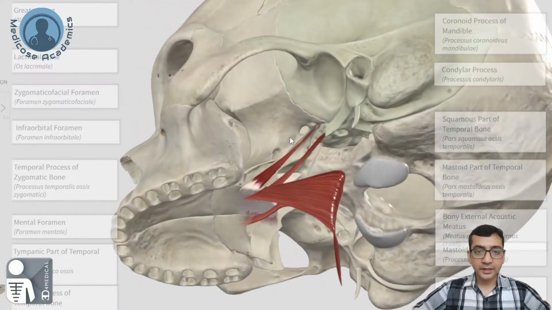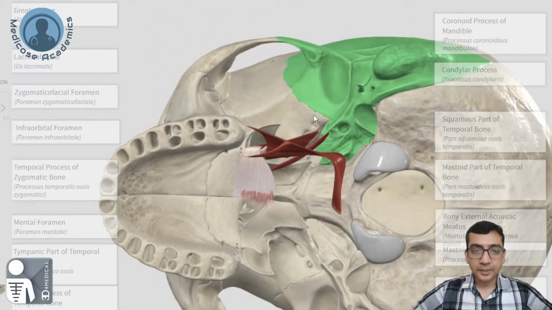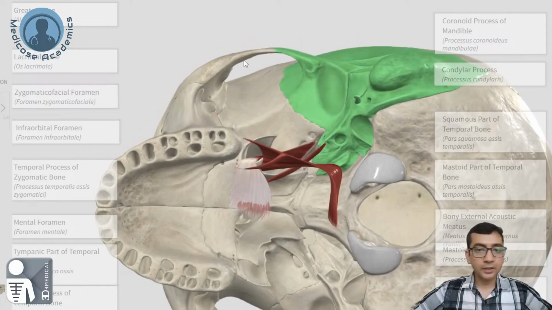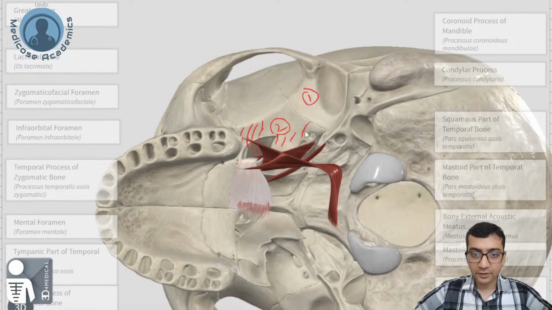And the superior aspect is the same as we talked about in the temporal fossa. So superiorly, we have this part, number one. Number two, this part. These are medially. This is the greater wing of sphenoid.